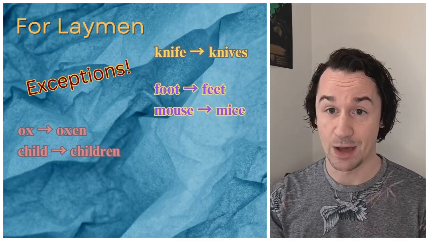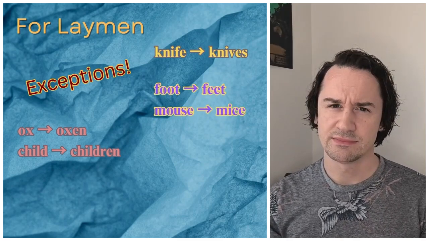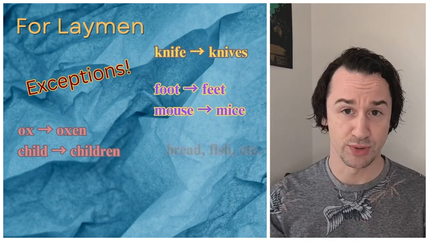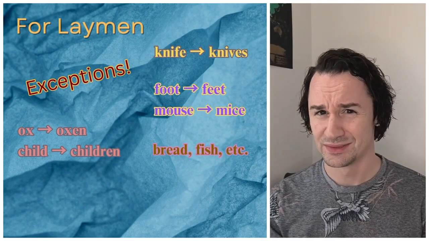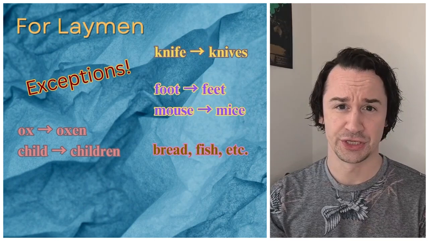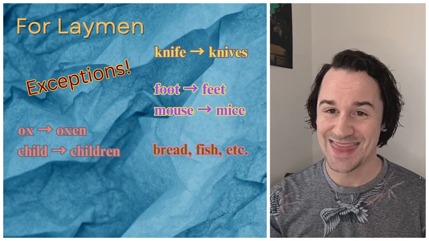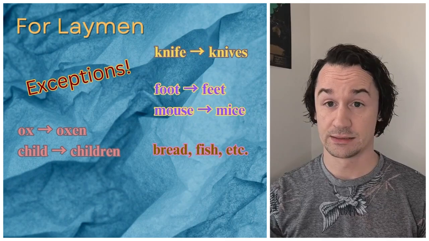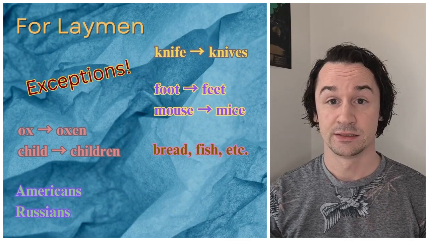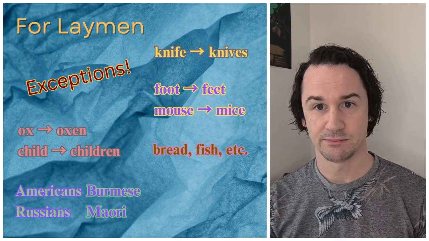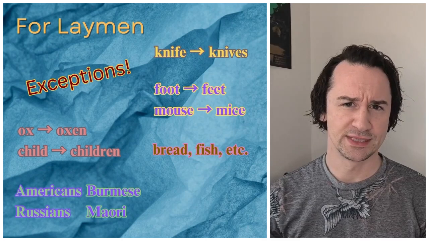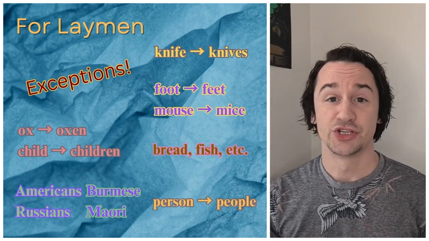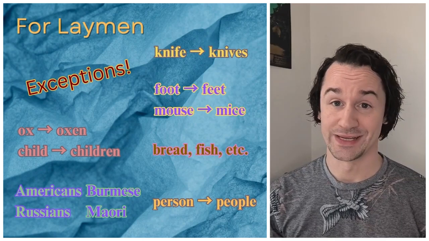Foot, feet, mouse, mice. There are some nouns, usually animals and liquids, that have no plural at all. One bread, two bread, one fish, two fish. But if you're talking about different species, then you can say fishes. Some nationalities or ethnic groups are pluralized. Americans, Russians. But some aren't. Burmese, Maori. There are nouns whose plural is a completely different word. Person, people. And I won't even touch all the exceptions and words we've taken from Greek and Latin.